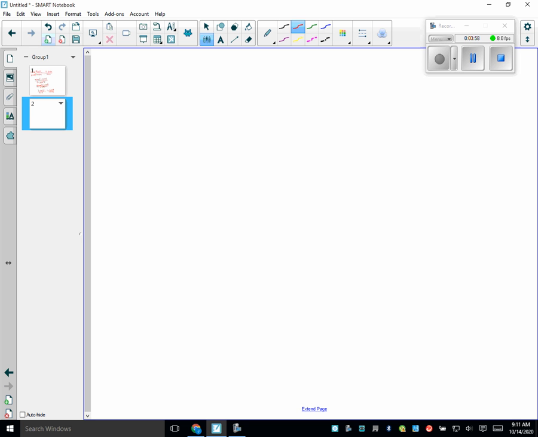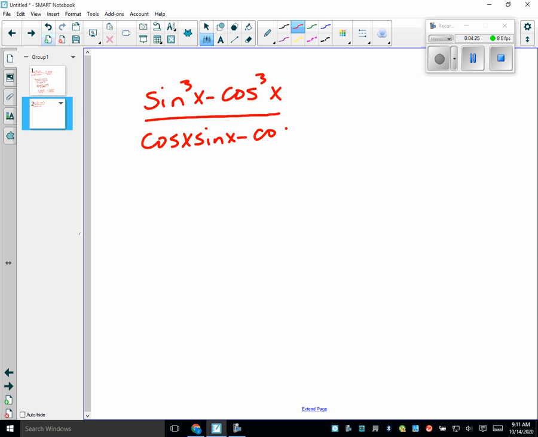Is it okay if I use x instead of t? I prefer that, because sometimes it looks like a plus if I'm not careful. It does. And there will be times that we can't change it, but when we can, we're going to. Cosine sine minus cosine squared. Secant plus sine.